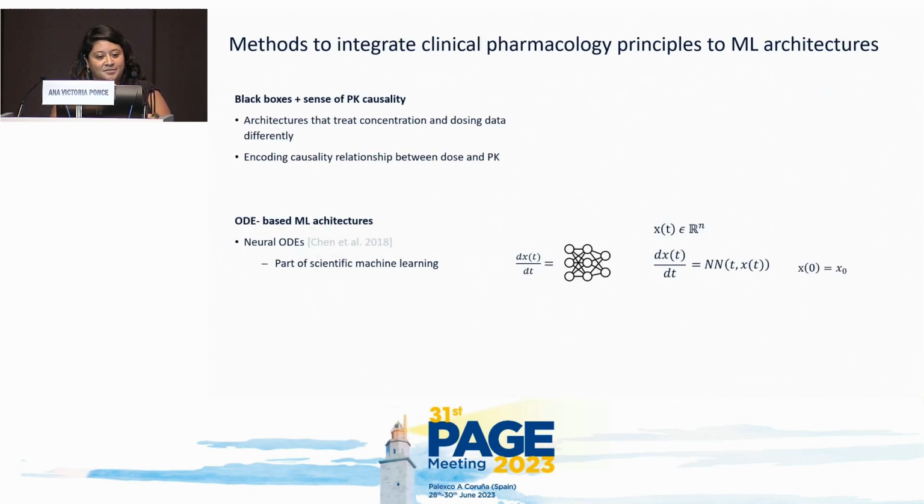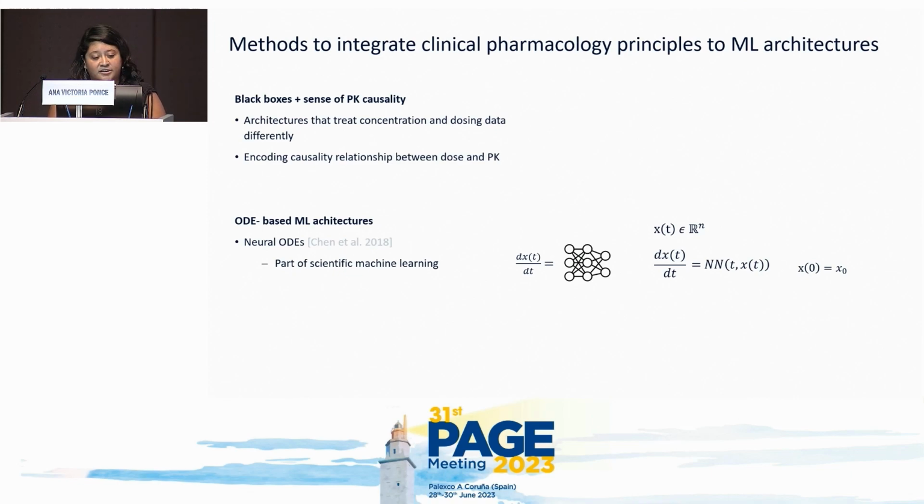One way, the easiest, would be to add some sense of PK causality. The architectures that do this treat the concentration and the dose data differently, such that the dosing data impacts the PK data, and then if you have a PK-PD framework, the PK influences the PD. Another method that has been introduced are ODE-based machine learning architectures.